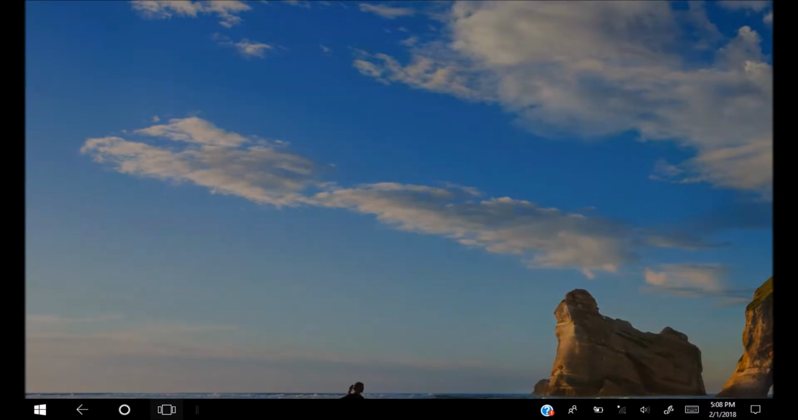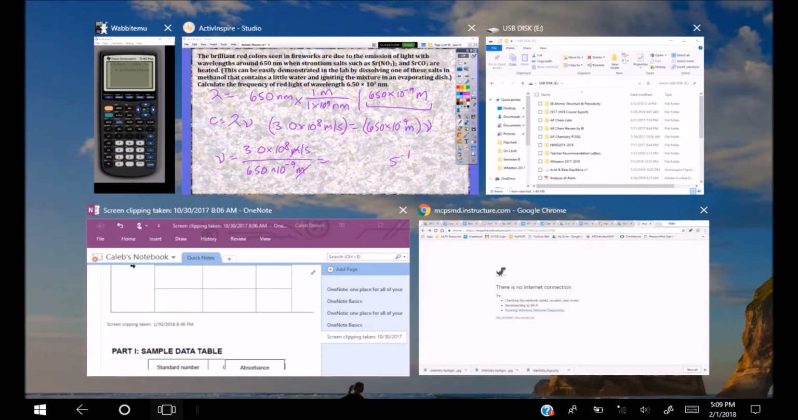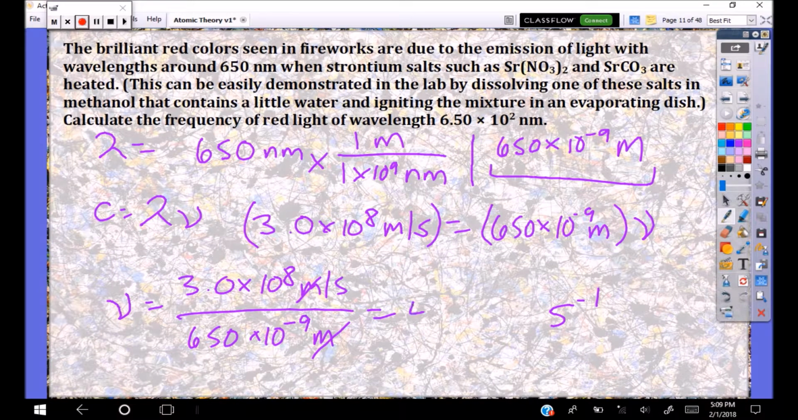So let's put that in our calculator. We've got 3.0 e to the 8th. I always put these in parentheses, so that there are no errors with your scientific notation. Divided by 650 e to the negative 9th. And we get a frequency of 4.6 times 10 to the 14th cycles per second. It's a lot of cycles.